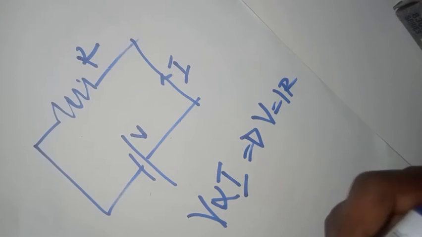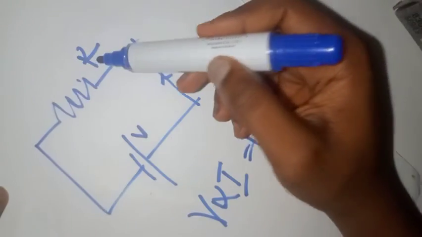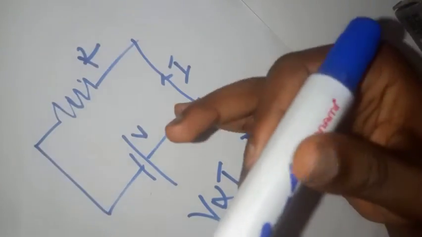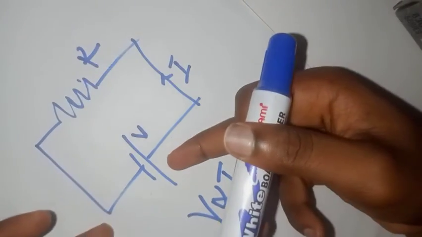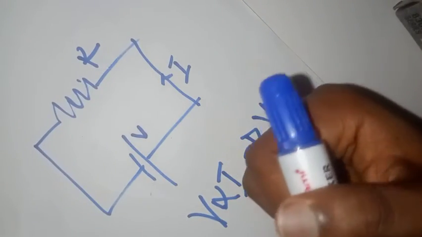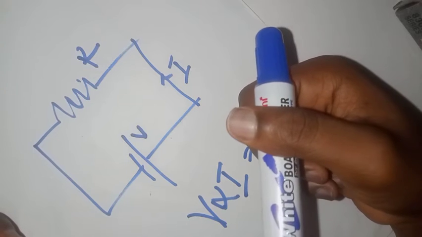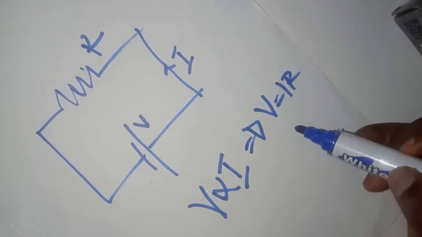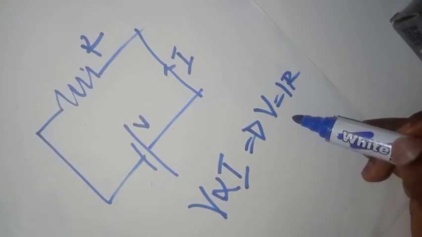The amount of voltage across the resistor R must be equal to the voltage applied because it is connected directly across the voltage. So it swallows the entirety of the voltage applied across it. And this is given by V is equal to IR. This is the second form in which Ohm's law can manifest.